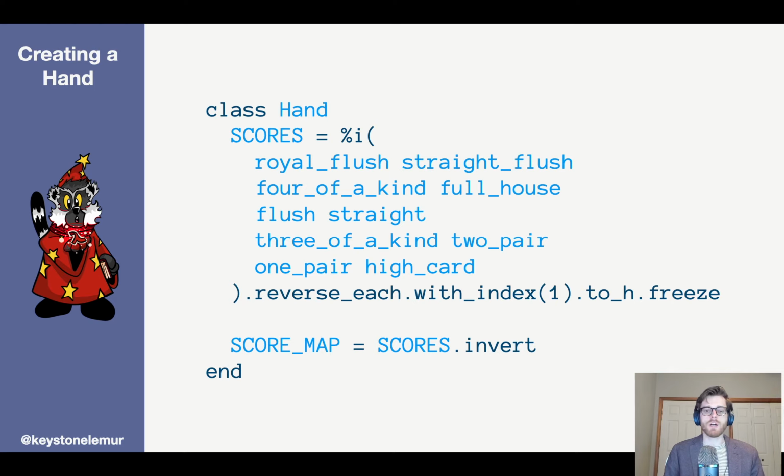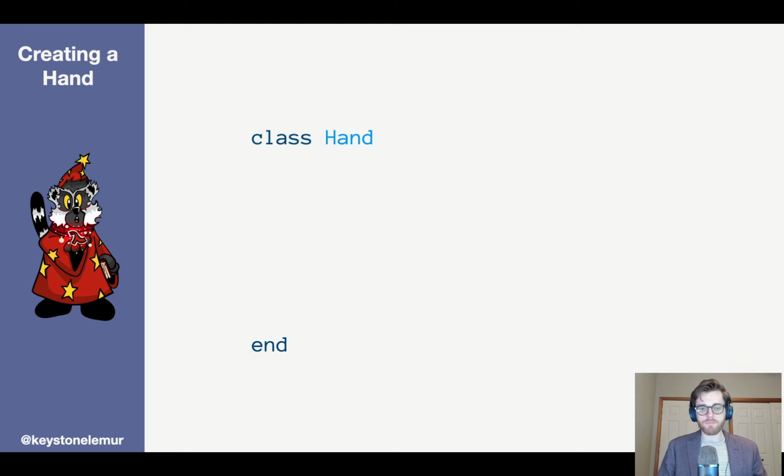We can pass 1 to start the indexes at 1, meaning that royal flush will be paired to 10 points, all the way down to high card, which will be paired to 1 point. The score map inverts those to where 10 points points to royal flush, 1 point points to high card. This will also be useful later in some of our testing code.